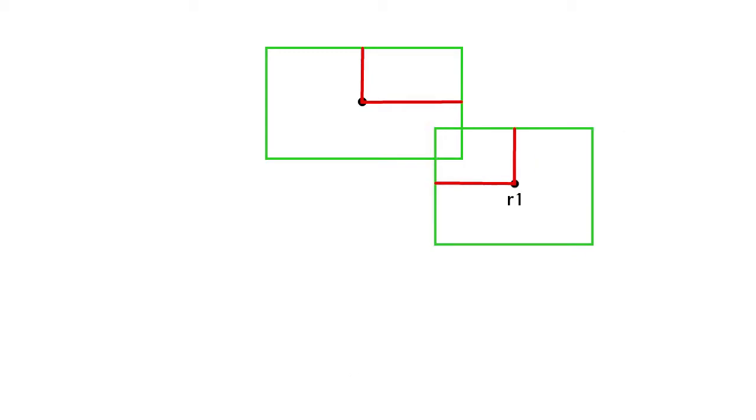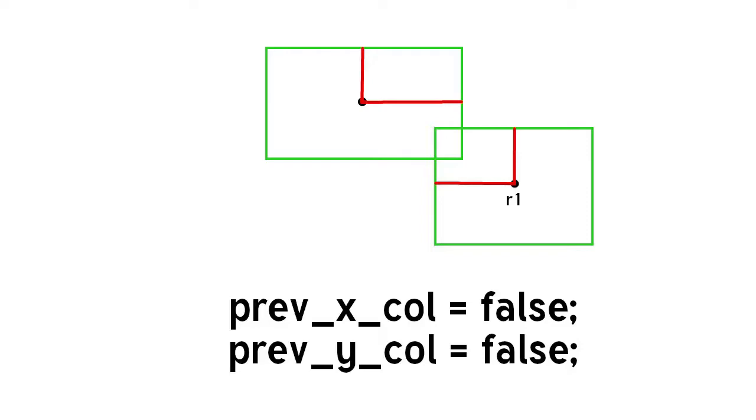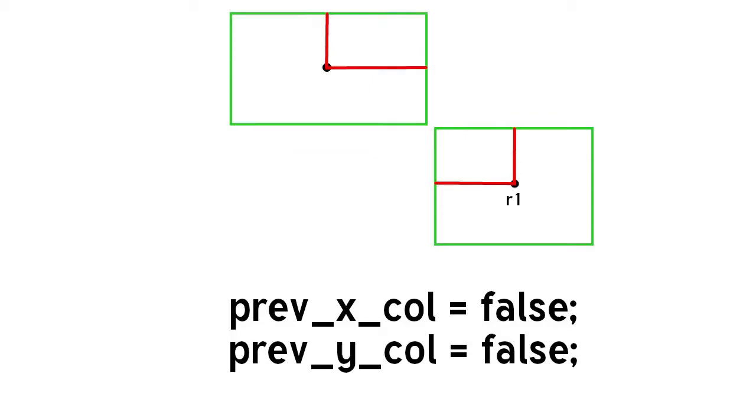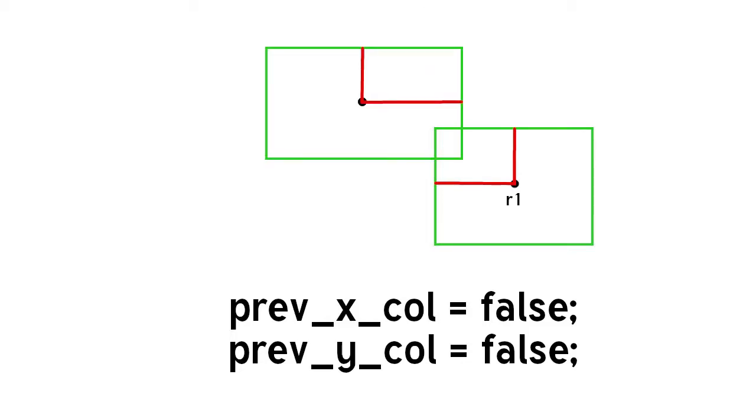Let's say they collide again, but this time prevXCol and prevYCol are false. If that's the case, then R1 was in the no collision zone, if you will, before colliding with R2. This rarely happens. However, this breaks the logic of this algorithm.